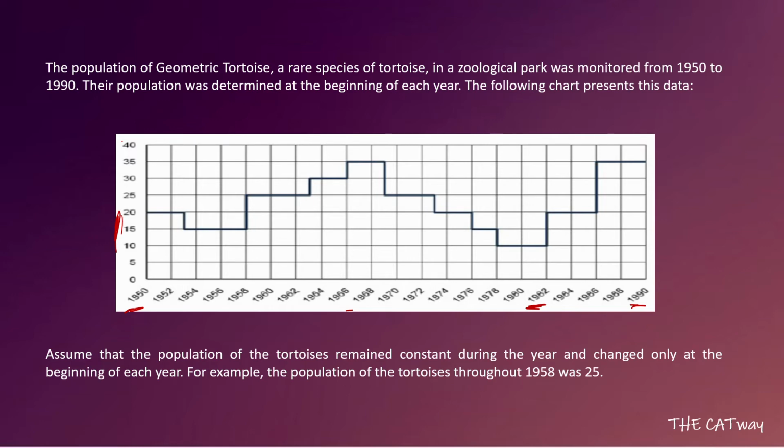So for 10, let's calculate. The population of 10 started in 1978 and it went on up till 1982. So for these 4 years we have a population of 10, so we can say 10 into 4. Then we have a population of 15. Let's check how many times it happened. Population of 15 started here and ended here. This is a period of 1953 to 1958, that is 5 years. After that, the population was 15 from 1976 to 1978, that is 2 years. So a total of 5 plus 2, that is 7. So 15 we have for 7 years.